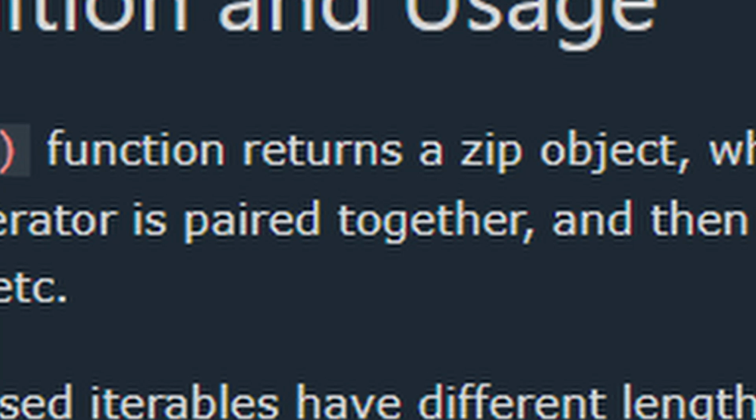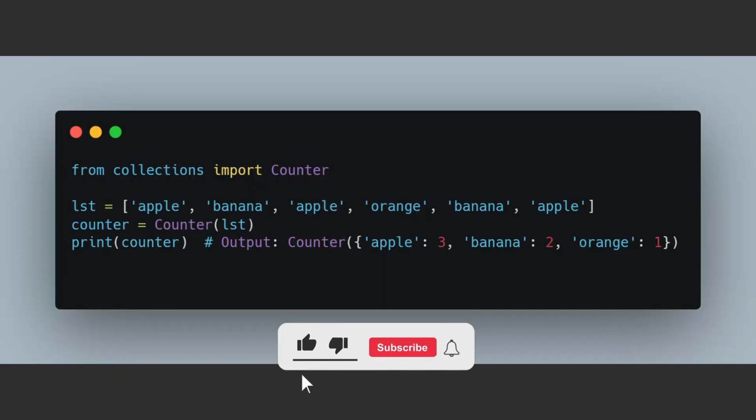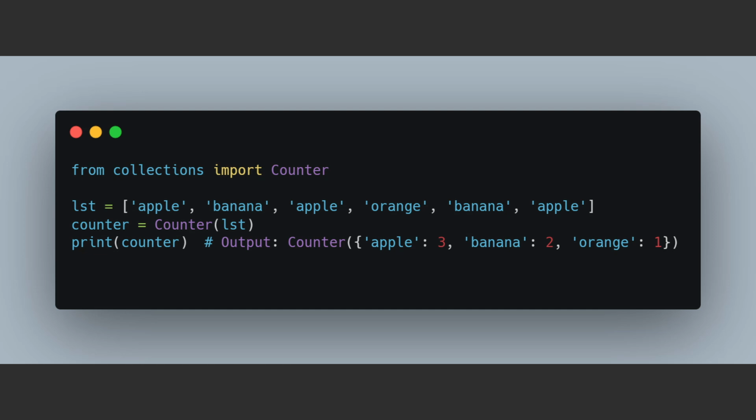Usually, it is used to combine items, but if we put an asterisk before the argument, we can do the exact opposite. We can split a list of tuples into two separate lists. Next, we have a way to easily count the number of times an element occurs in a list. We can just import a simple function and we get a dictionary of the occurrences.